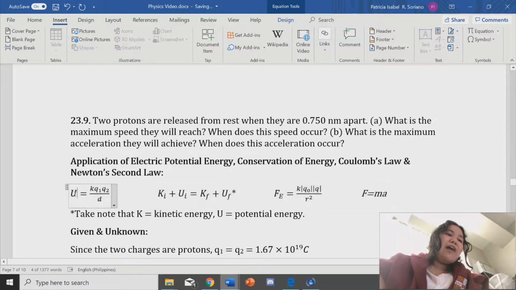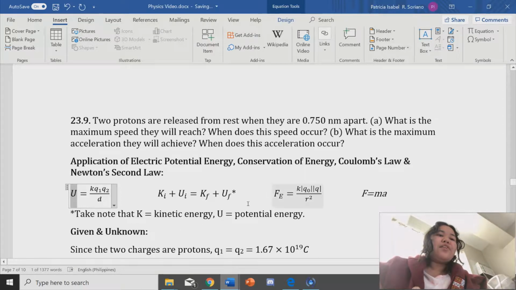This is our representation of electric potential energy U. It's similar to our Coulomb's law formula, except the difference is simply that the distance or the radius in the denominator is not squared, and there's no absolute value for the charges. It's pretty self-explanatory really. It's similar to our Coulomb's law formula.